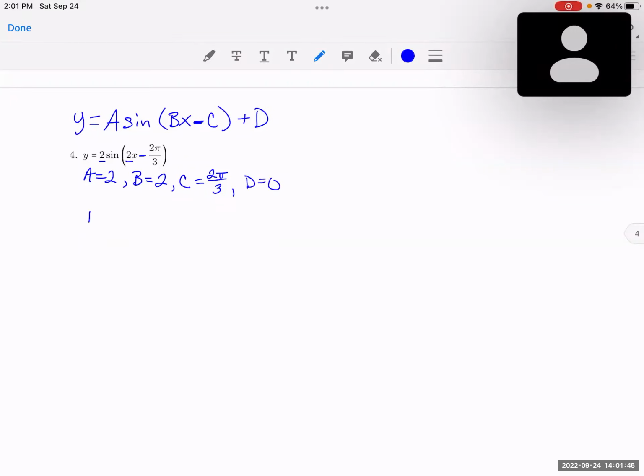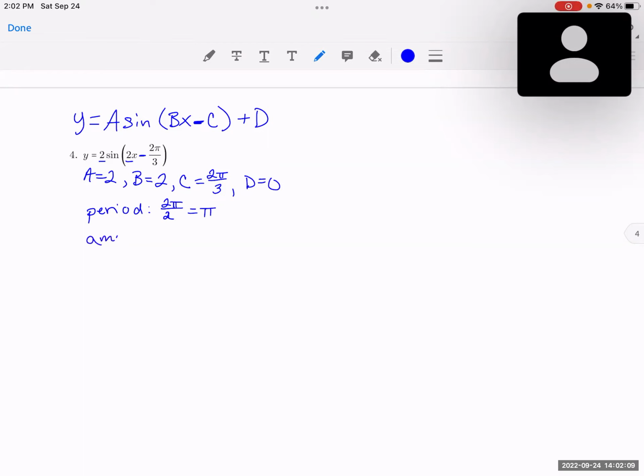So what that means is the period of this transformed function is 2 pi divided by B, which is 2. 2 pi divided by 2 means our period is pi. So we're going to complete our entire sine wave in a length of pi instead of 2 pi.